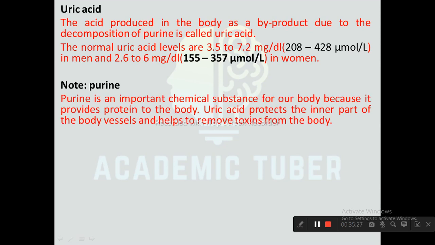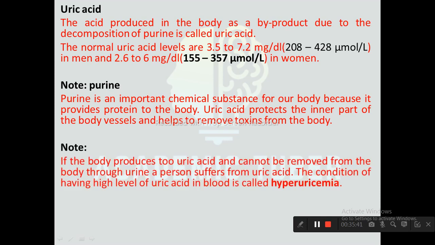Purine is an important chemical substance for our body because it provides protein to the body. Uric acid protects the inner part of the blood vessels and helps to remove toxins from the body. If the body produces too much uric acid and it cannot be removed from the body through urine, a person suffers from uric acid problems, and the condition of having a high level of uric acid in blood is called hyperuricemia.